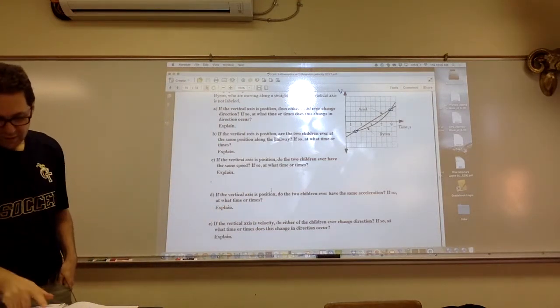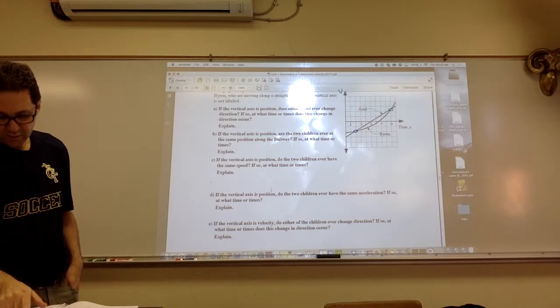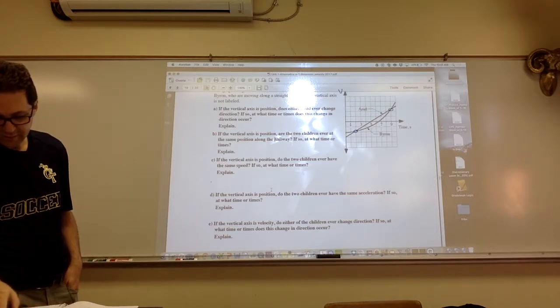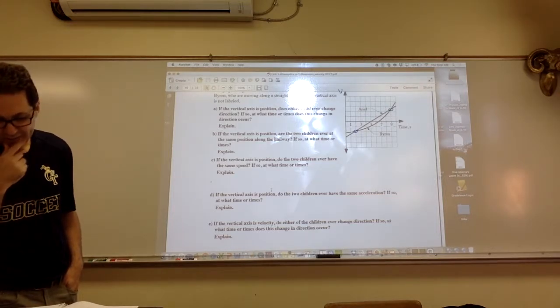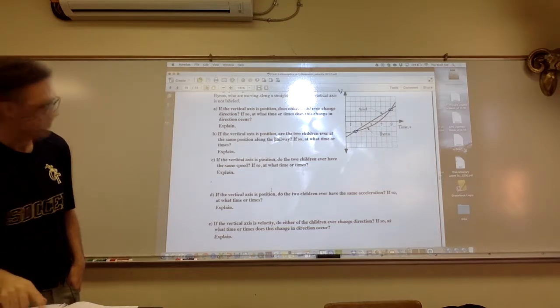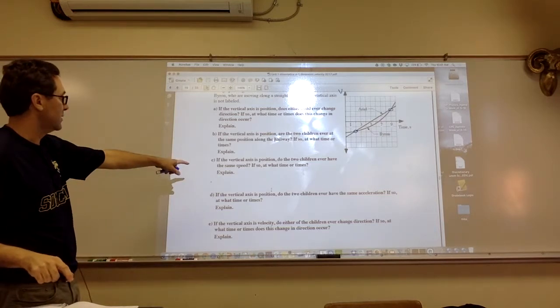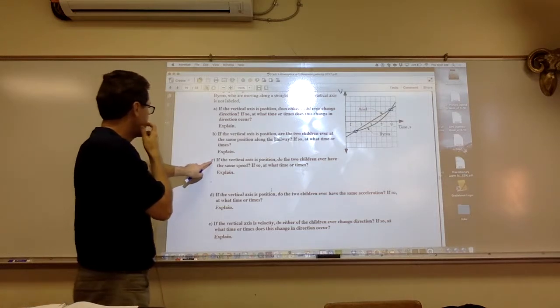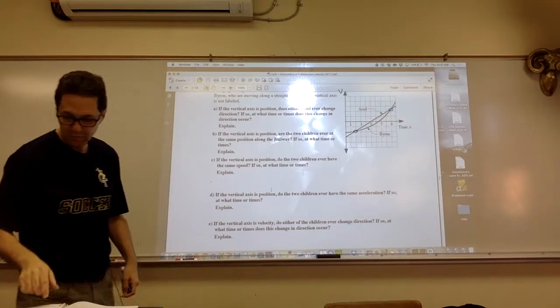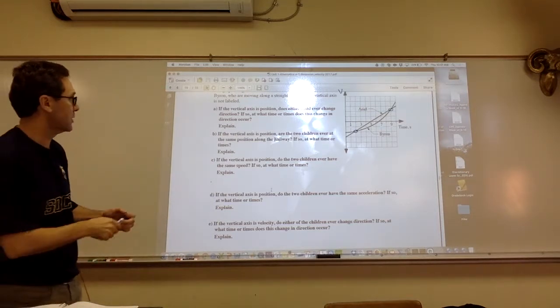If the vertical axis is velocity, do the two children ever have the same acceleration? I think I skipped C here. Yeah, I'm going to go back to C.